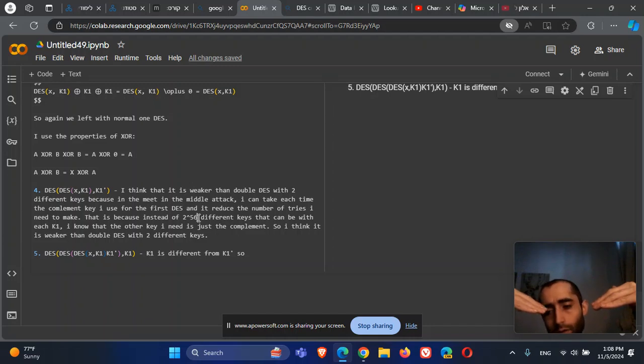So now I know that the key of this is just a complement, so I know exactly which key I should use. And it reduced the number of tries significantly, it seems. Remember that the key length is the actual key length. The key length is 64, but the actual key length is 56, as we talked. So this is why 2 to the power of 56, because each bit can have two options. So for each key of length 56, I have 2 to the power of 56 options. For each bit, we have two options, 56 bits, so 2 to the power of 56.